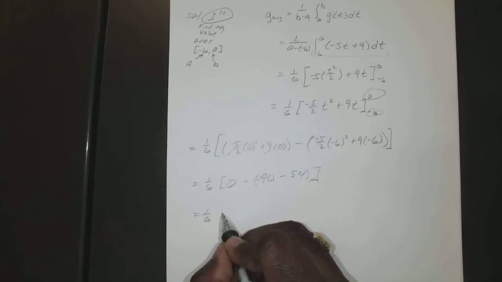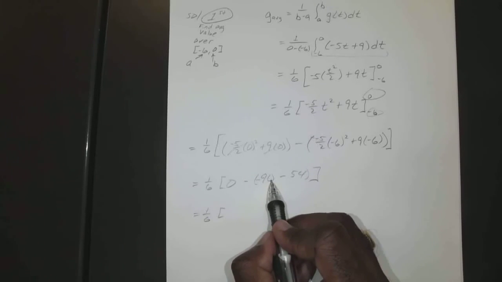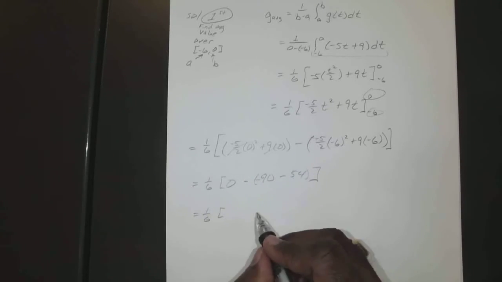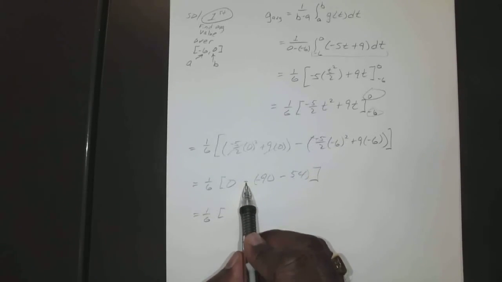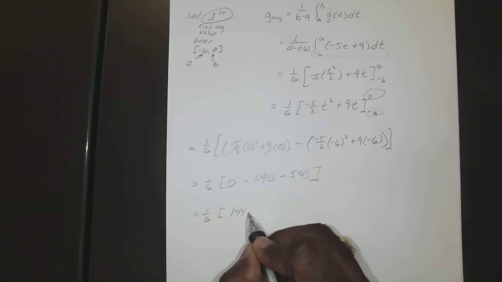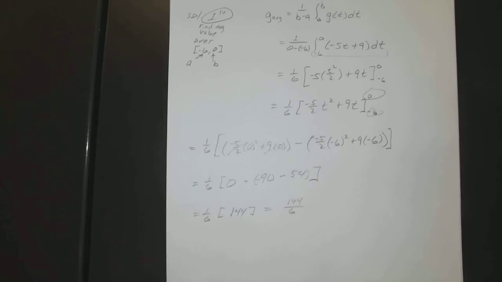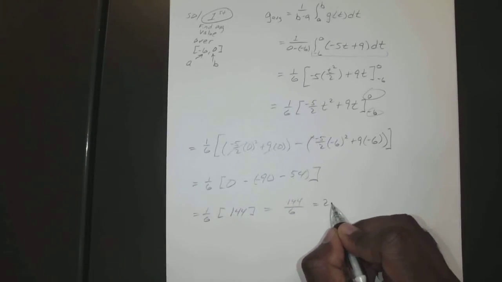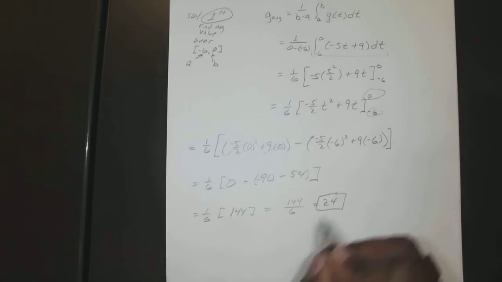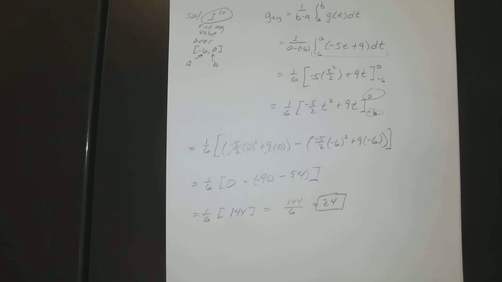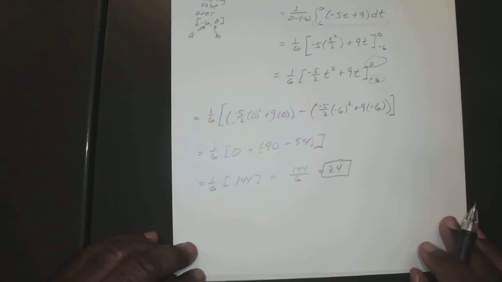Okay, so that's 1/6. Negative 90 minus 54 is negative 144. You have a minus here, so that's positive 144. So you have 144 divided by 6, which is 24. Okay, so that's just your first step. Your second step, you have to now find G of C that equals 24.